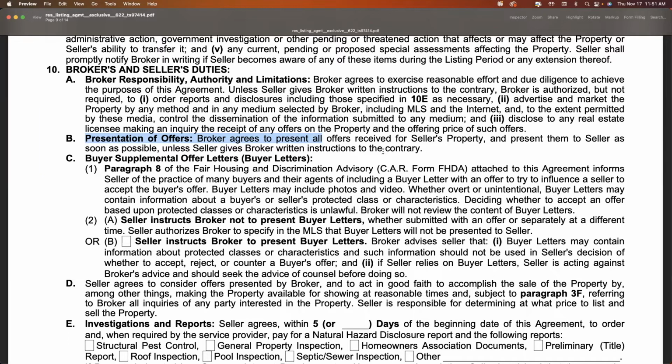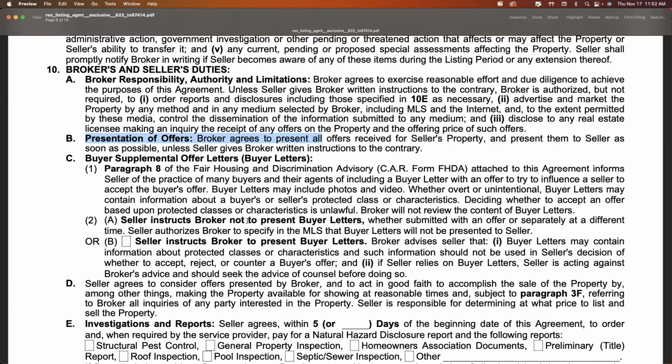What'll happen is if you refuse to present an offer, the board gets involved, the CRMLS gets involved. You'd have to show proof of that written instruction from your seller, and then you'll be fine. Okay? But you are required to present all offers. That means even if you've accepted an offer already and you get another offer, you still have to present that offer, okay?